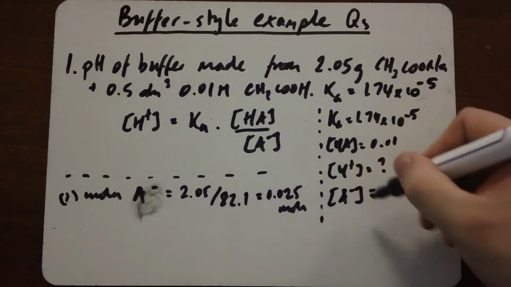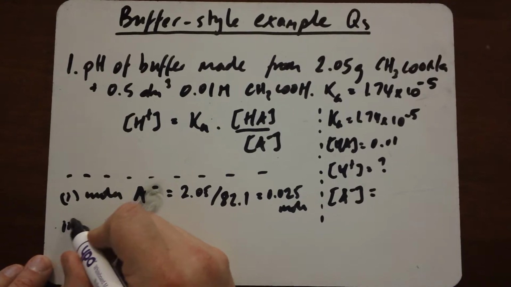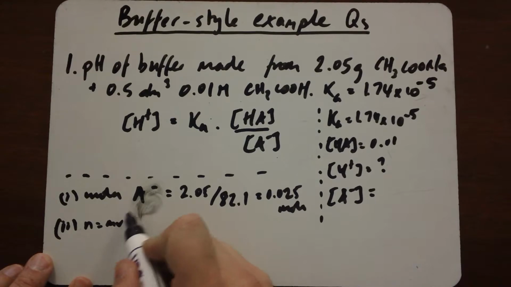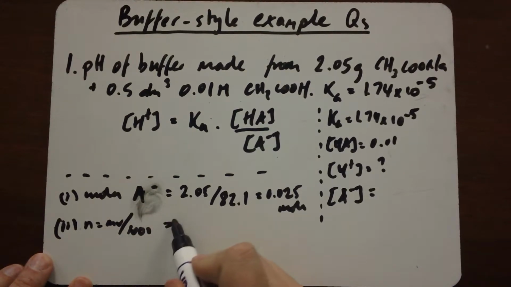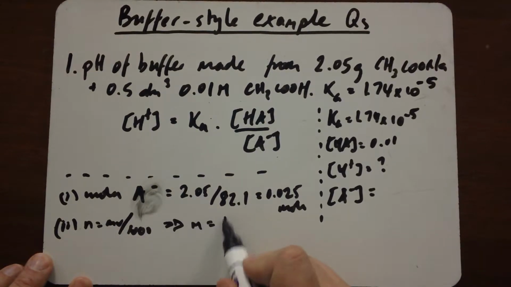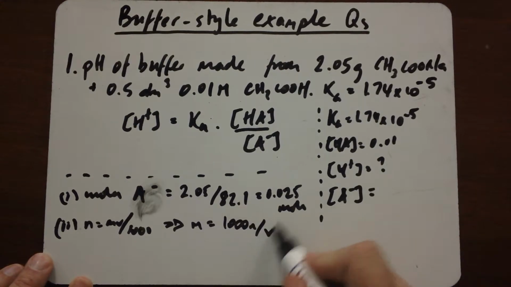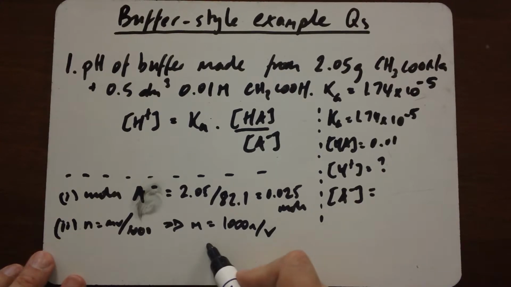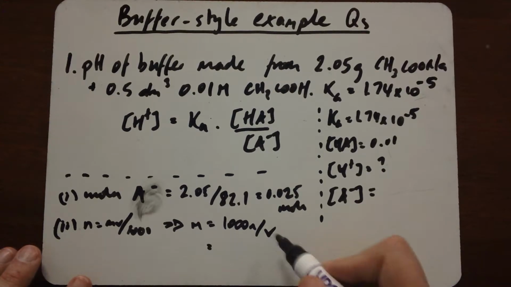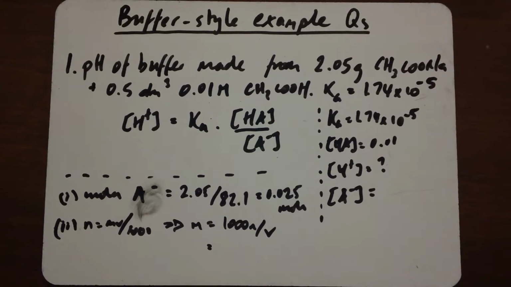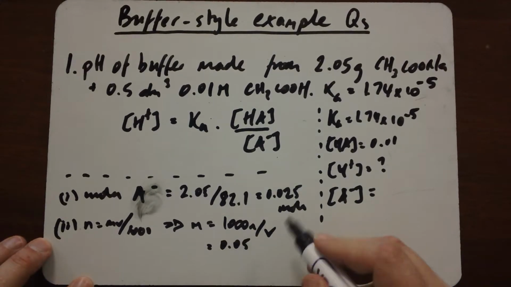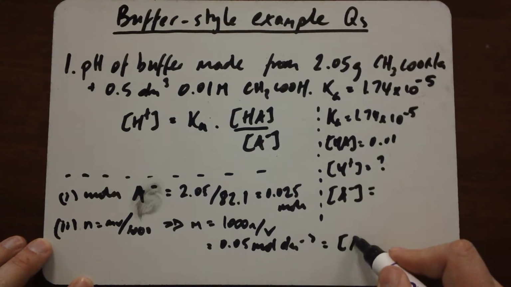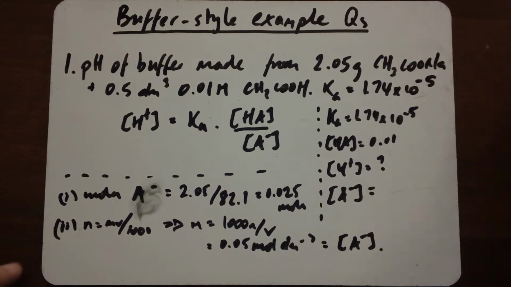Now that's moles. We need concentration, hence the square brackets. So the next thing we need to do is to convert this into concentration, and to do that we're going to use MV over 1000. We're going to work out what M is, so it's 1000 N over the volume. Now this is the volume of the buffer in total. So sub your values in to here, and we find that the concentration is 0.05 moles per decimeter cubed. Okay, and that is our A minus value.